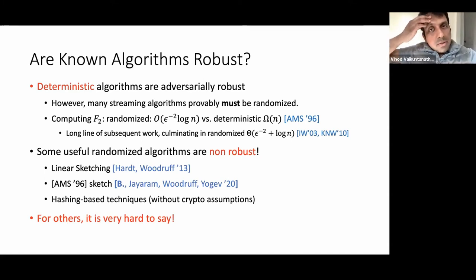So just a quick question, to get a sense of what the attack is, right? You're saying the AMS is a linear function of the frequency vector, right? Is the attack the following: if I can find a vector in the kernel of the linear mapping, which should exist because the mapping is compressing, then I get a frequency vector with large L2 norm, because I can scale it up as much as I want, but it'll map to zero. Is that the attack essentially?